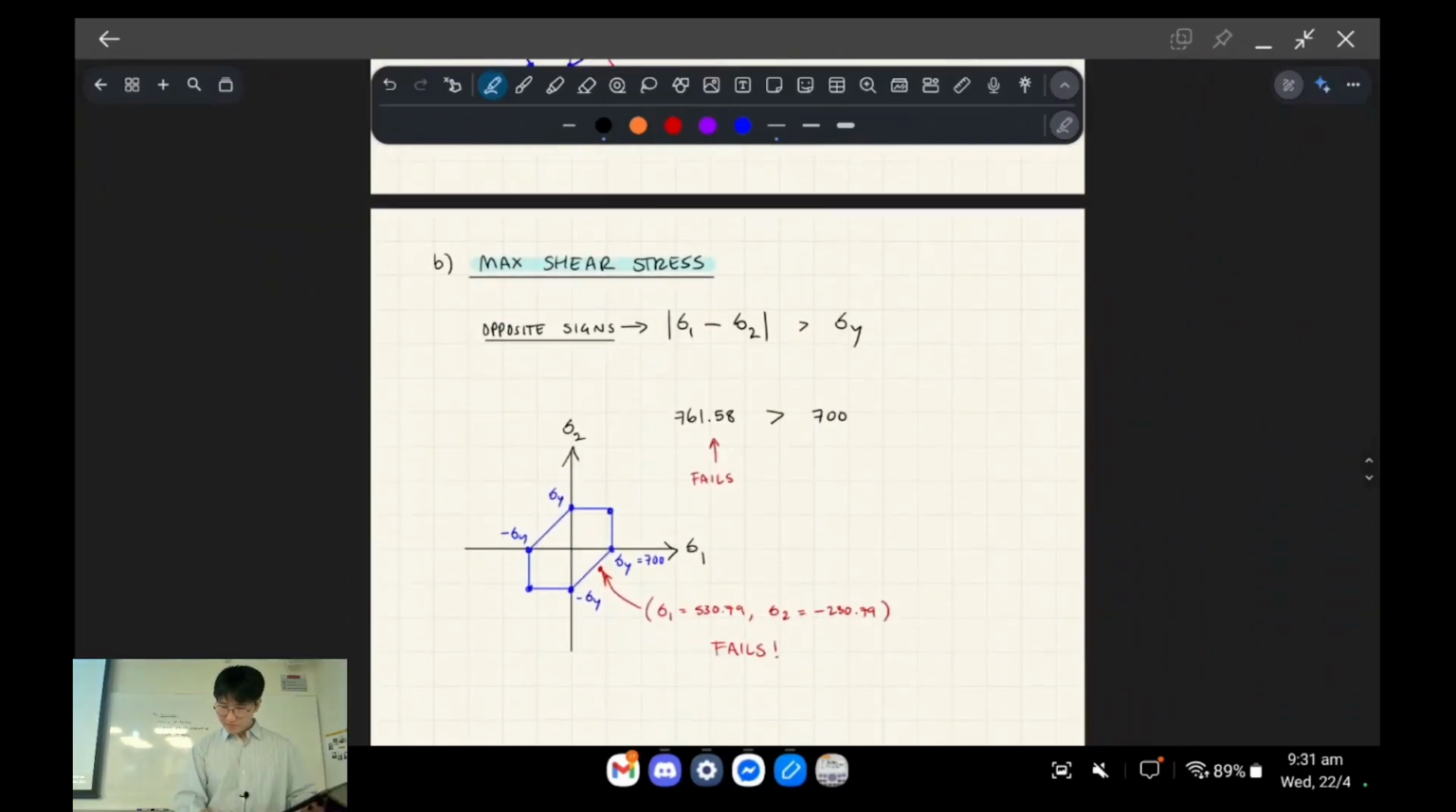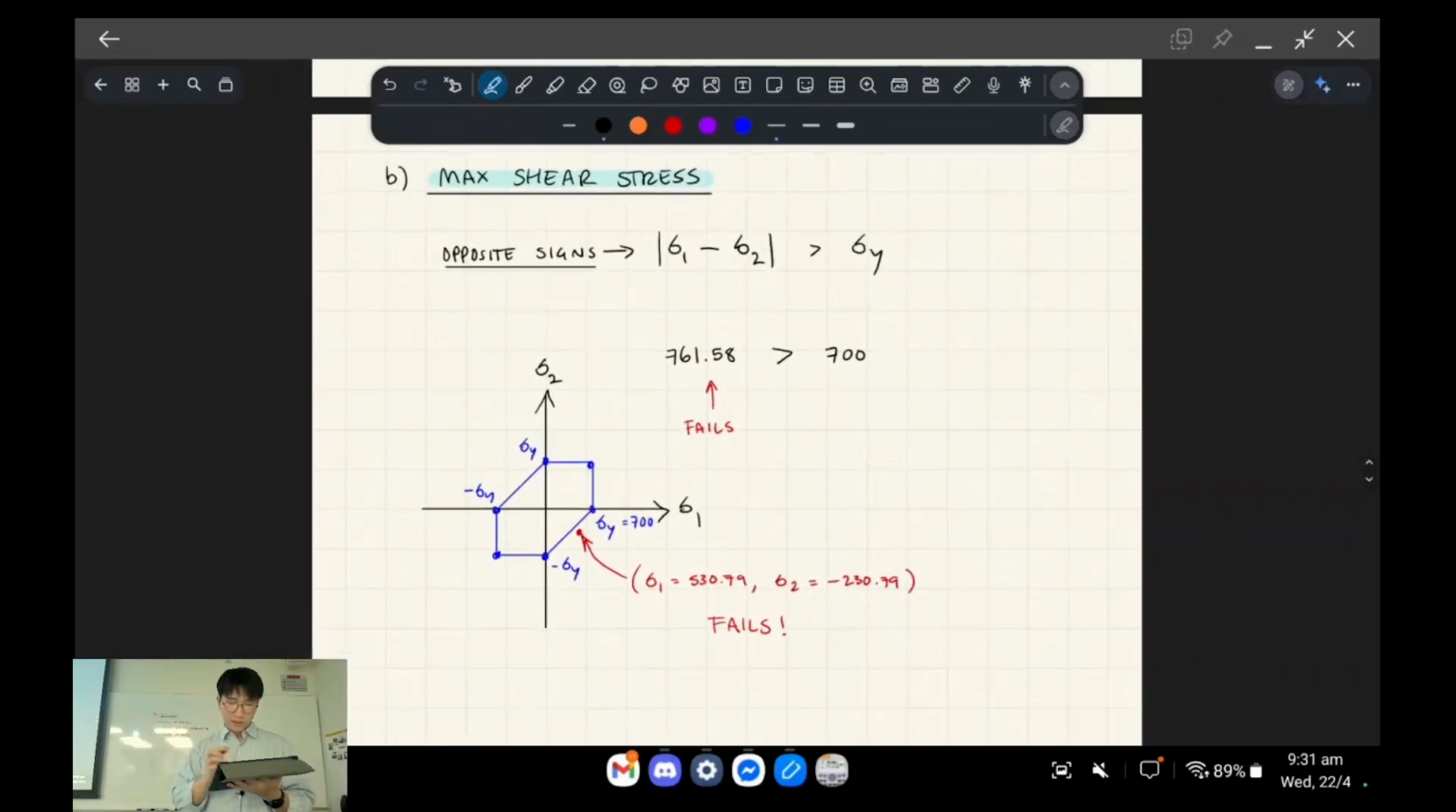Okay, so part B is basically use that first theory that we saw before and just plug in the exact same numbers. So plugging that in, plugging in sigma 1 and sigma 2.